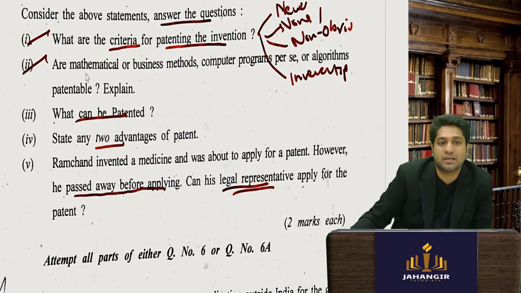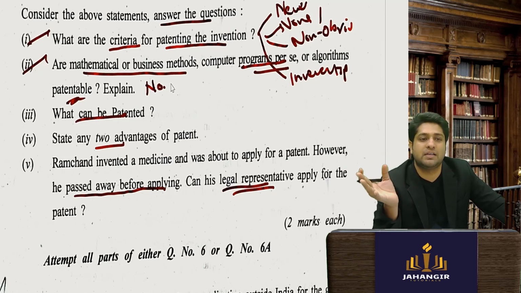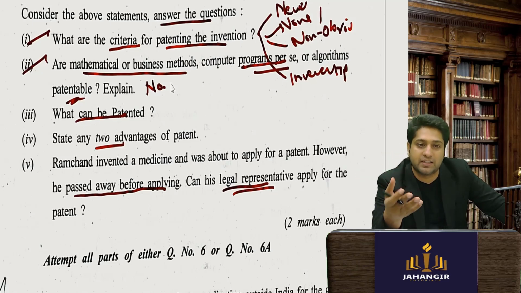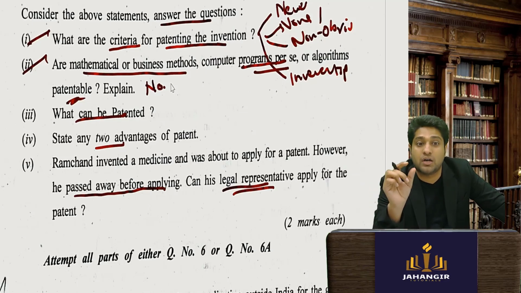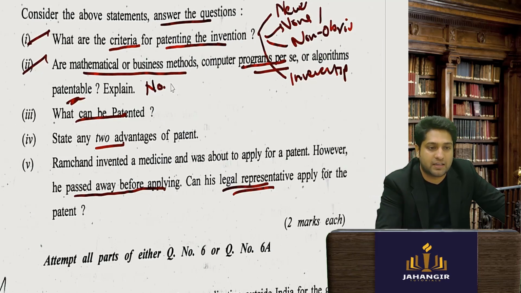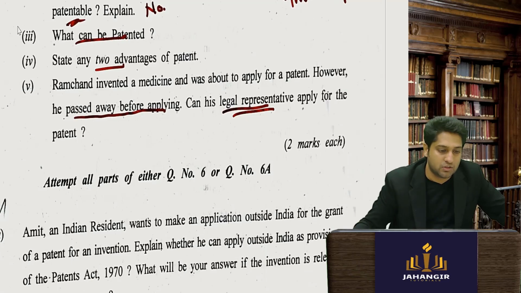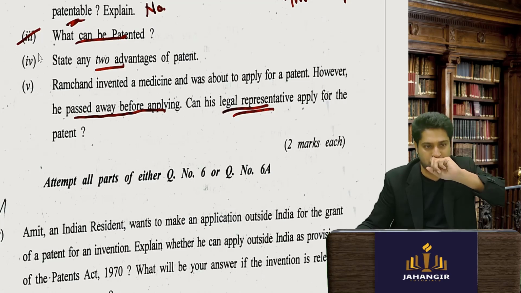Are mathematical and business methods and computer programs per se patentable? Answer is no. In section 3, where they've given clearly what cannot be patented, they have mentioned computer programs, algorithms; these cannot be patented. Computer programs are generally copyrighted, not patented. Then what can be patented? So any invention, they have given you the case laws also, you can copy it.